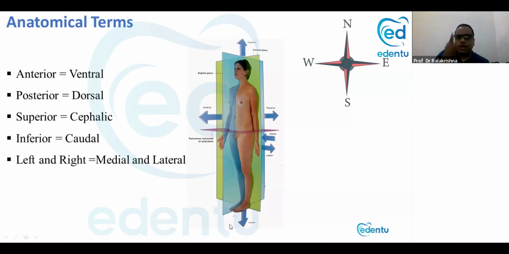Caudal. So anterior, posterior, superior, inferior: anterior is called ventral, posterior is called dorsal, superior is cephalic, inferior is called caudal. And then we have what? Right and left. That is medial, lateral. Anything towards the midline of the body, the midline where the nose is, is called medial. And anything which is going away is called lateral.